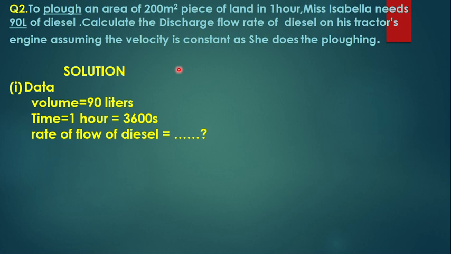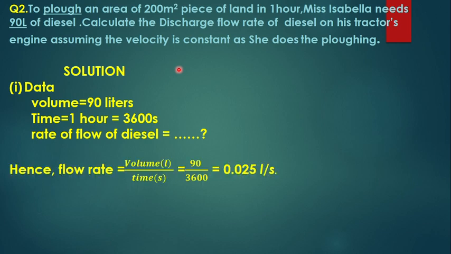Now the rate of flow of diesel, if Miss Isabella will manage to plow the land with 90 liters of diesel in 1 hour, we don't know how much diesel should flow down the tank for her to manage plowing this 200 square meters of land in 1 hour. So we know what we have, we know what we don't have. You just need to apply the formula for the flow rate.